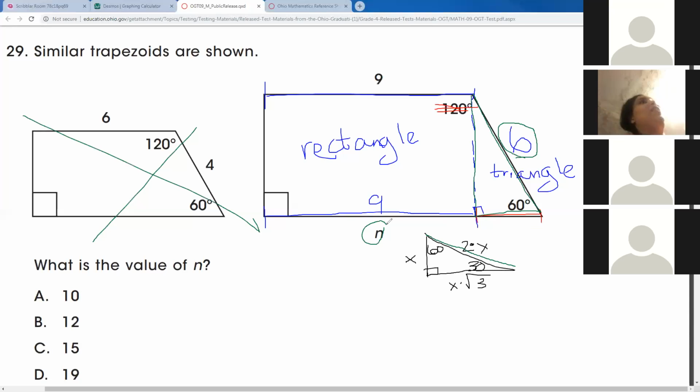I call this the formula triangle. They call it a special 30, 60, 90 triangle. So we want to match up this 2 times x with the 6. They're both the tilted side of these triangles. The reason that's important is because if you have 2 times x equals 6, how do you solve for x on that? What opposite would we do? If we have 2 times x equals 6, what opposite? We divide. We divide by 2. So 6 divided by 2 means x equals 3.